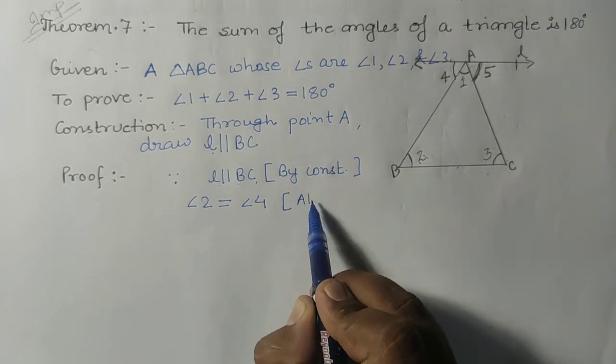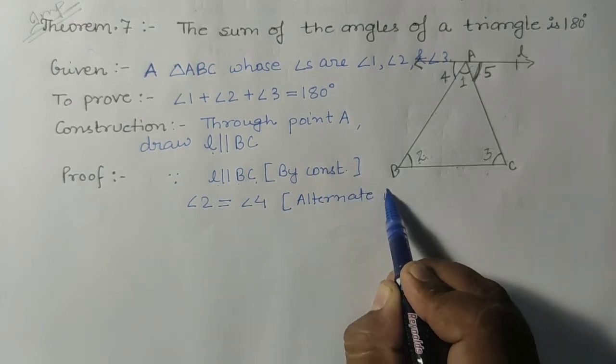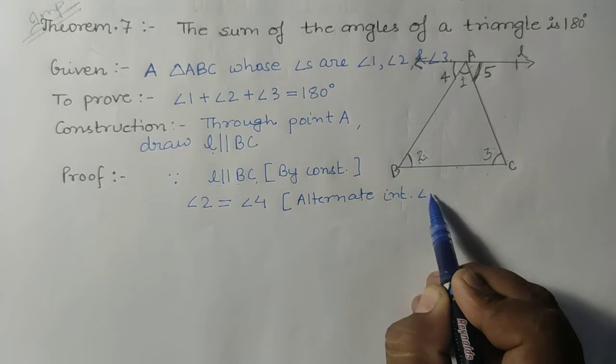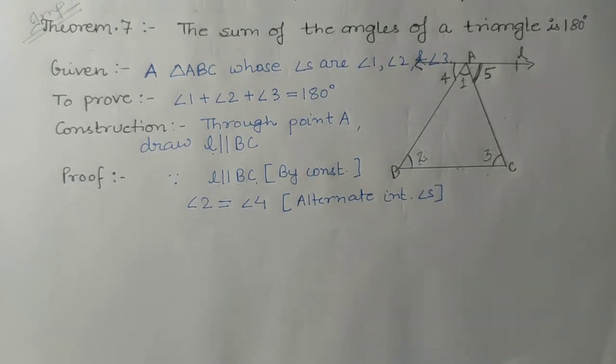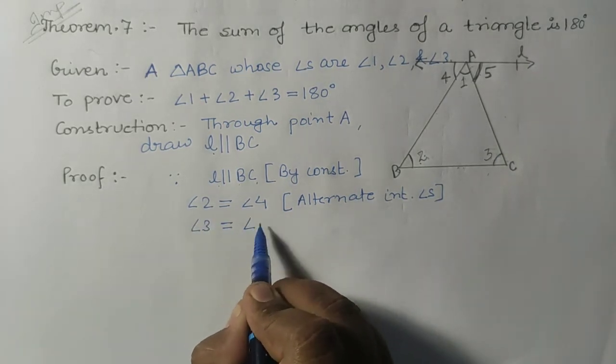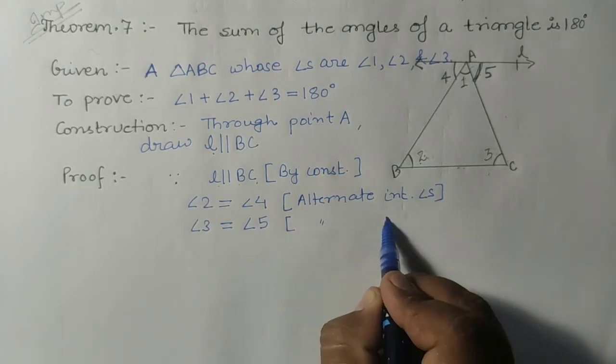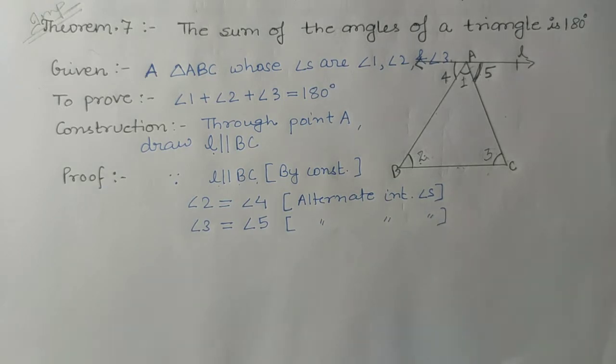The reason is alternate interior angles. Okay, and in the same manner angle 3 will be equal to angle 5. Reason? The same reason, alternate interior angles.